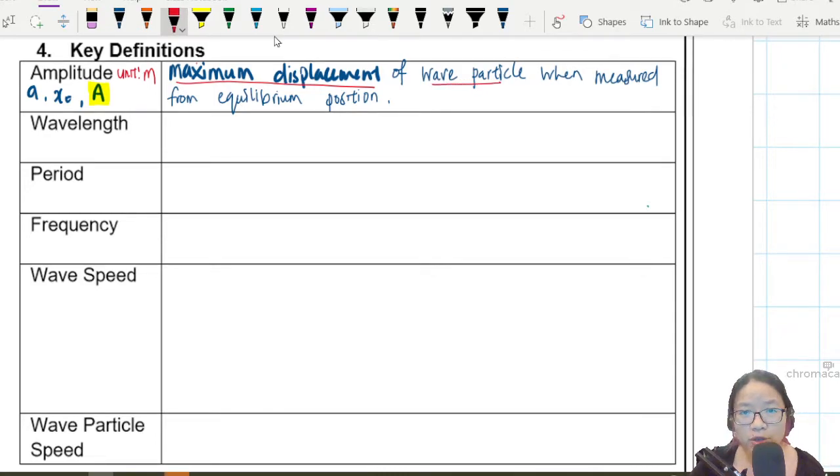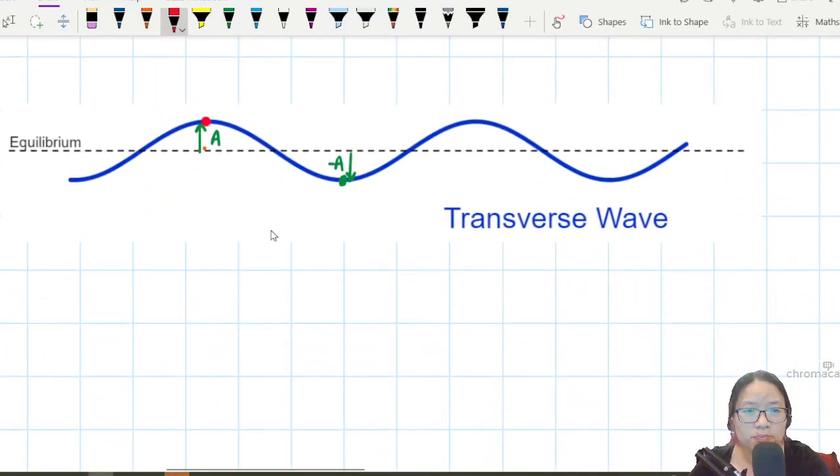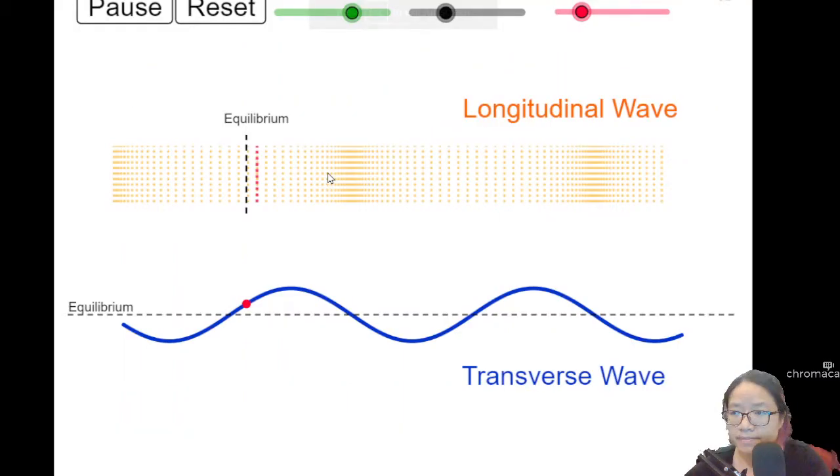Okay, and where do we measure that displacement from? Equilibrium position. All right, so if you look at the drawing that we have done just now, you will see that amplitude will be measured from the equilibrium position to the highest point or the lowest point. And it can be either in the positive or negative direction. This is for transverse wave. But how does amplitude look like for longitudinal wave?